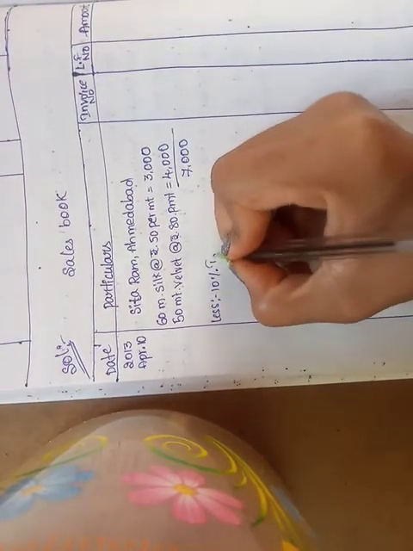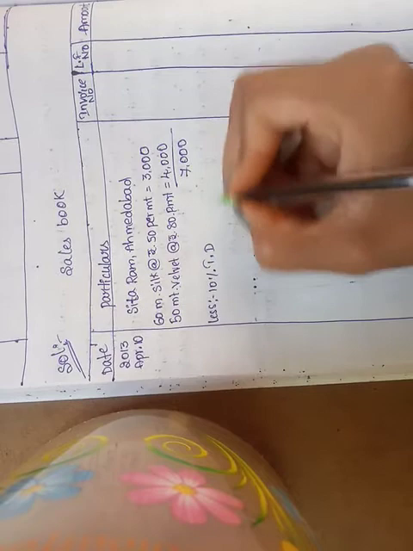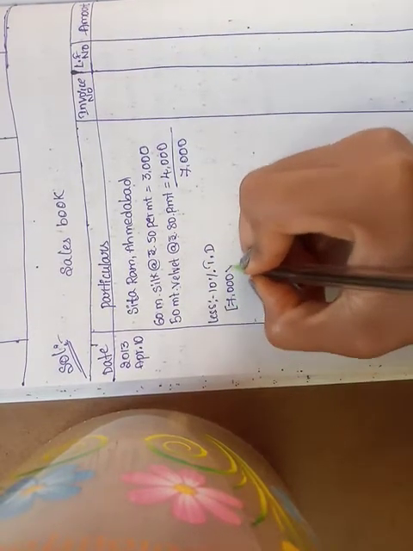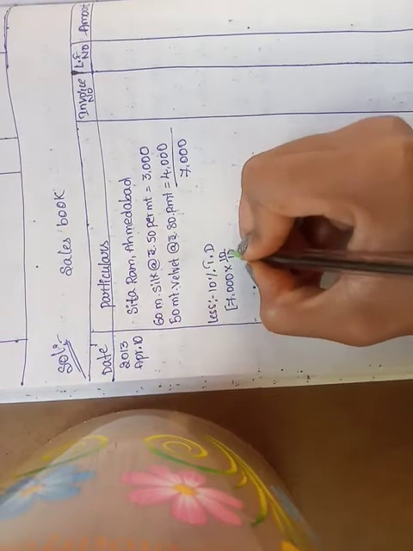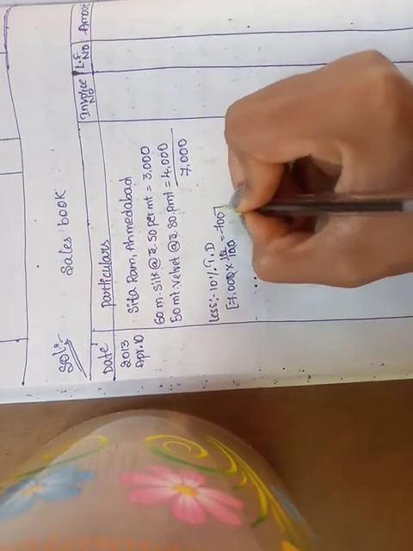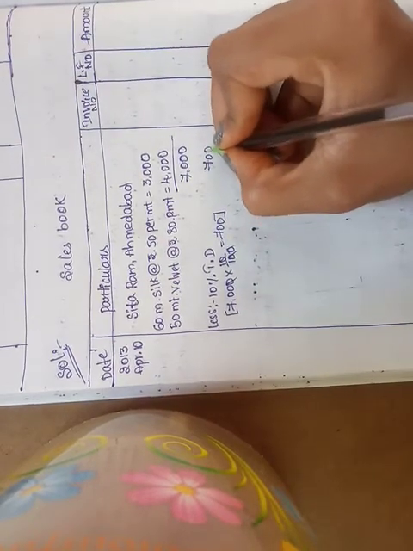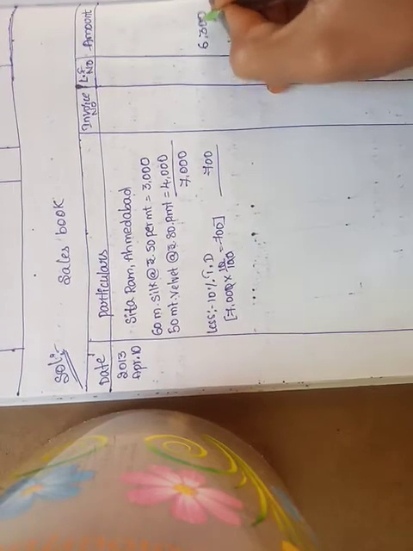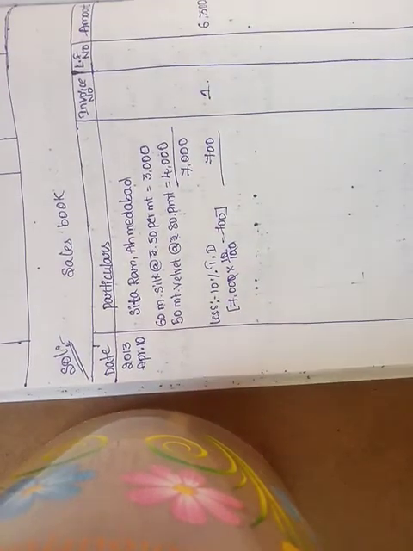10% trade discount. So how to calculate this 10%? 7000 into 10 by 100. So total is how much? 700 is the trade discount. So deduct that 700, then total is how much? 6300. Okay, so it is the first invoice.